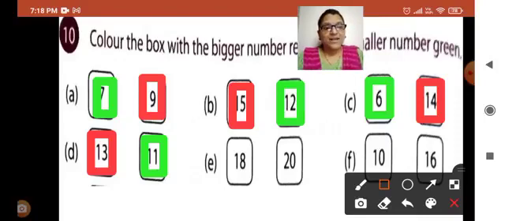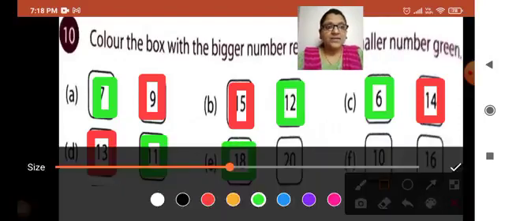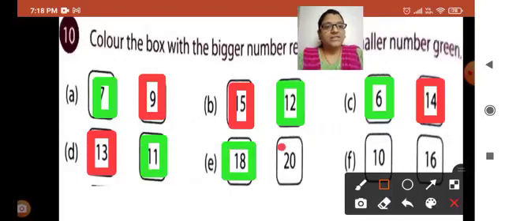Next example, 18 and 20. Here, which is a smaller and which is a bigger number, children? Yes, 18 is the smaller number. Let's color it with green color. 20 is the bigger number. We'll color it with the red color.